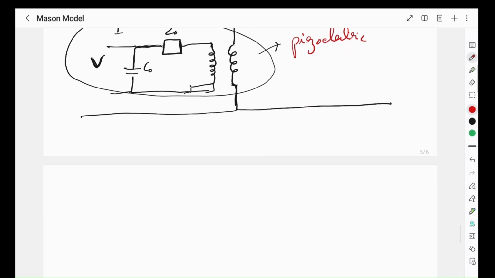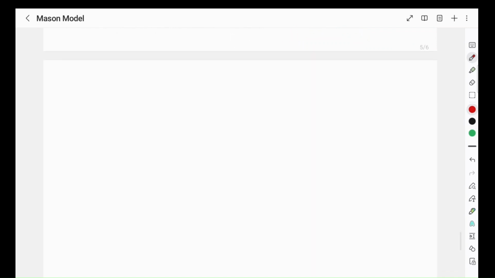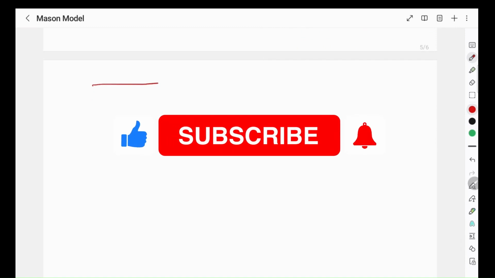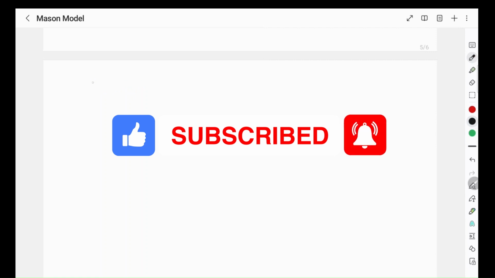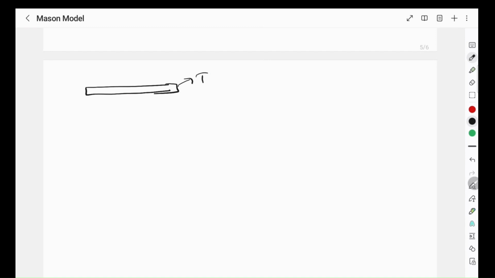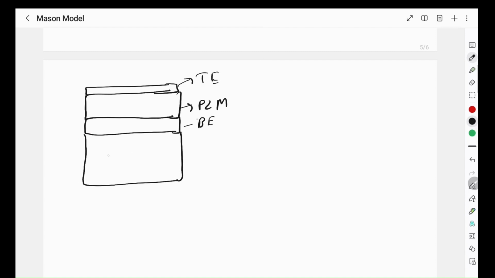And I'll just show you how we do it if you have an actual resonator. So if I have the actual resonator, I'll have a top electrode. This is a MEMS resonator. This will be my piezoelectric material. This will be my bottom electrode, and I will have a substrate.